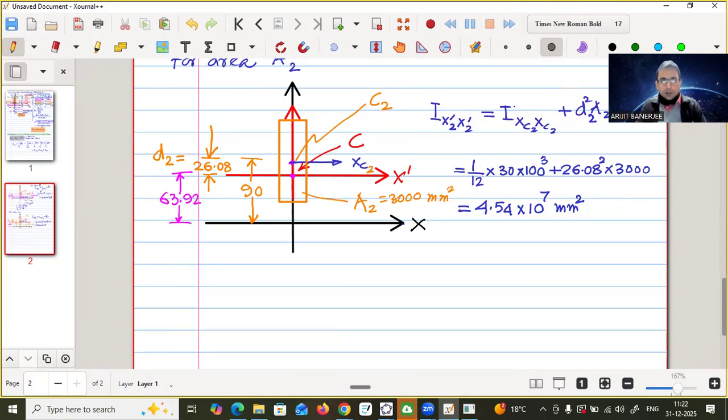Okay. Next, we can determine for area 3 also. Yes, you're right. Millimeter to the power. Thank you. Okay. Next, we will determine for area 3. For area A3.